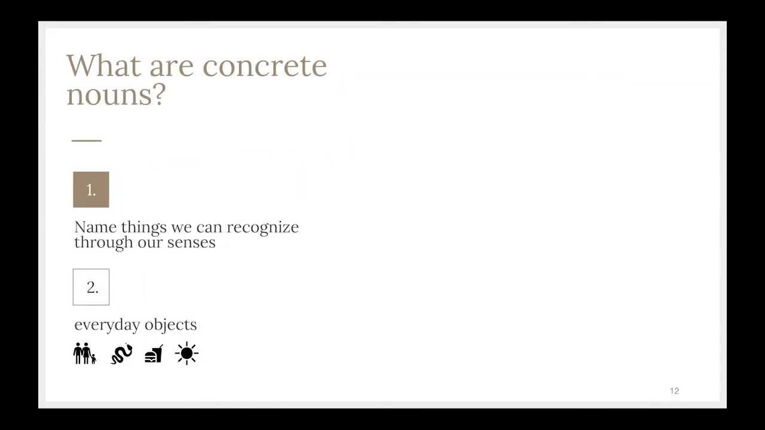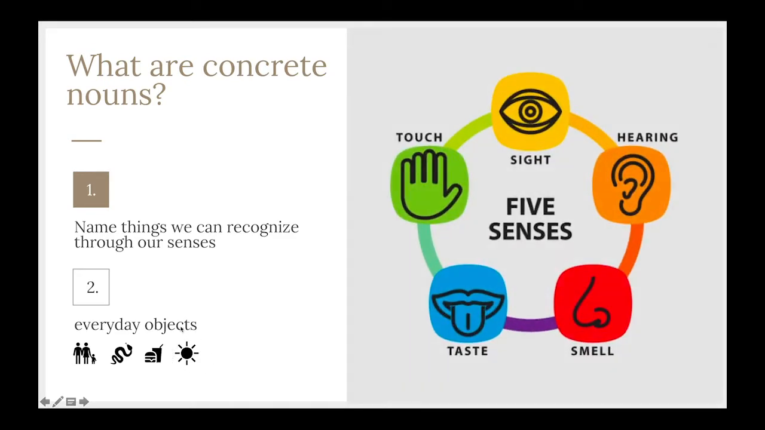So what are concrete nouns? Well, they name things that we can recognize through our senses, and they are everyday objects. So they can be things like family, animals, food, the weather, such as the sun. So you can see that they're the things that we recognize through our sense of touch, taste, smell, hearing, and sight.